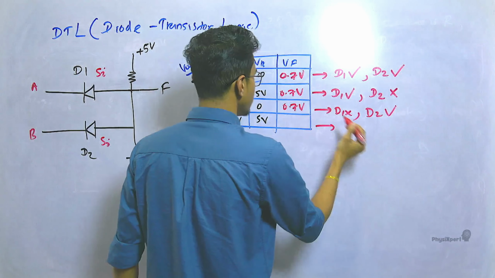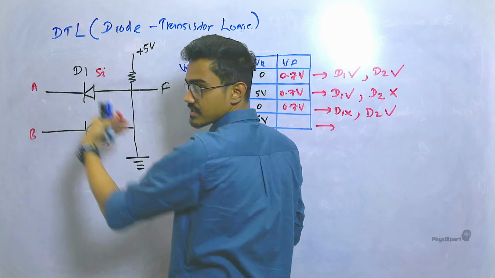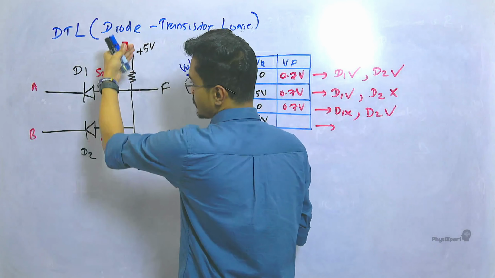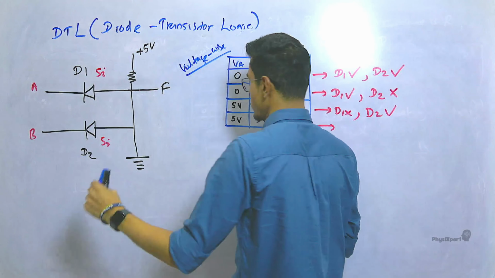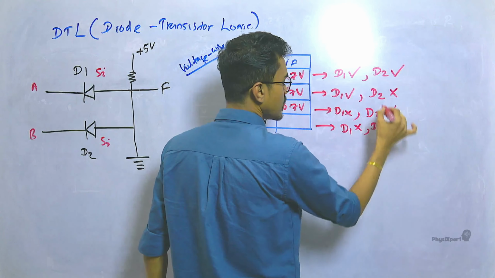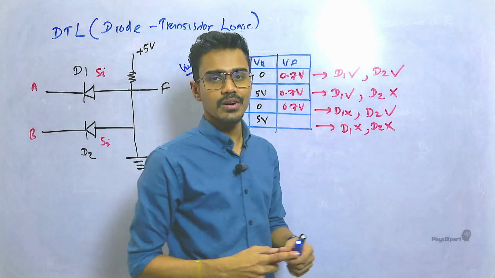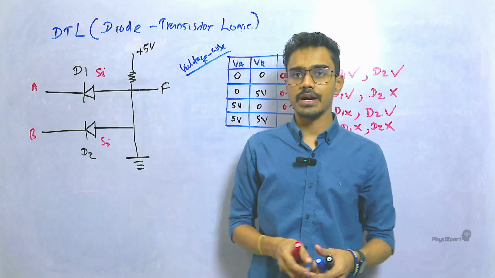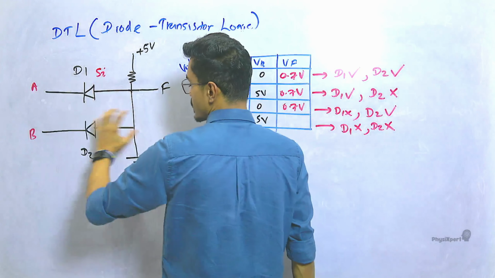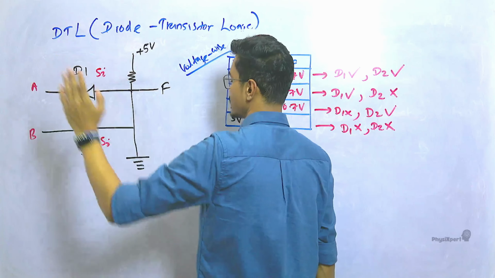Right? And finally, when both are 5 and 5, there is no potential difference of 0.7 to forward bias it. And here also, 5 and 5, no potential difference to forward bias it, which means both diodes are now reverse biased. When both diodes are reverse biased, no current is going to flow through the diodes. Then no current flows here, which means no current flows in the entire circuit.